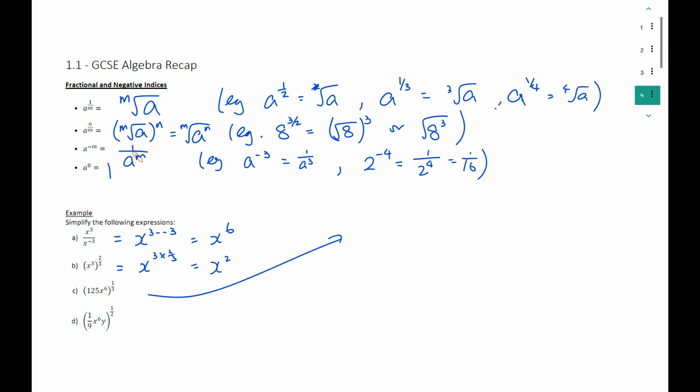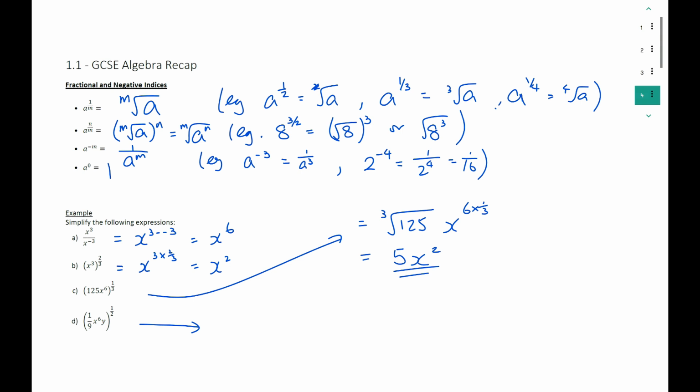Next one, 125 x to the power of 6, all to the power of 1/3. To the power of 1/3 means you're cube rooting 125, and then for the algebra, you multiply the power. So cube root of 125 is 5. Hopefully you do know that. 6 times a third is 2, so 5x squared.